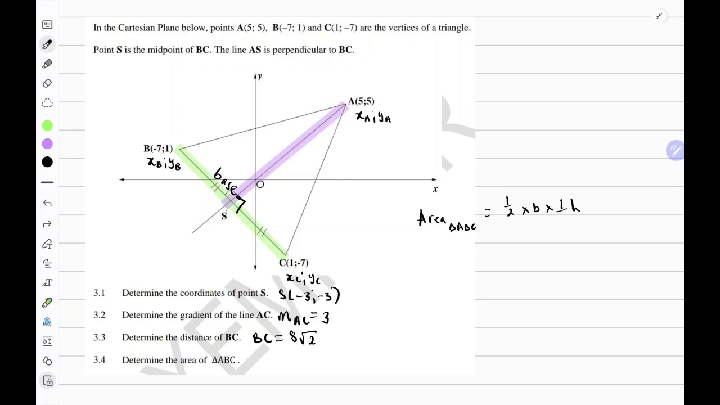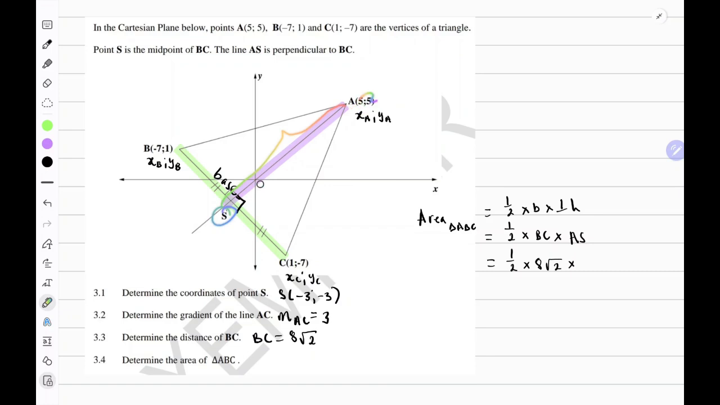So I'm just going to rewrite the formula in terms of the vertices used. It's half times the base, which is distance BC, times the perpendicular height, which is AS. We've already found BC to be 8 square root of 2, so we can substitute it: half times 8 square root of 2. All that we need to find is AS, which is this distance here.